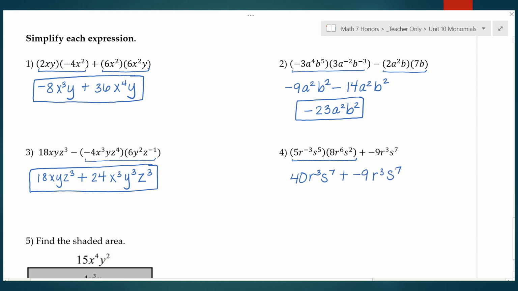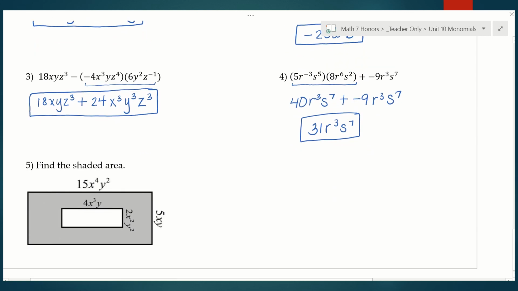And then we're going to add. And we can actually add in this case because they are like terms. They both are r to the third, s to the seventh. So again, the rule is to add your coefficients. 40 plus negative 9 is 31. And we keep our exponents the same. R to the third, s to the seventh. And that's our answer.